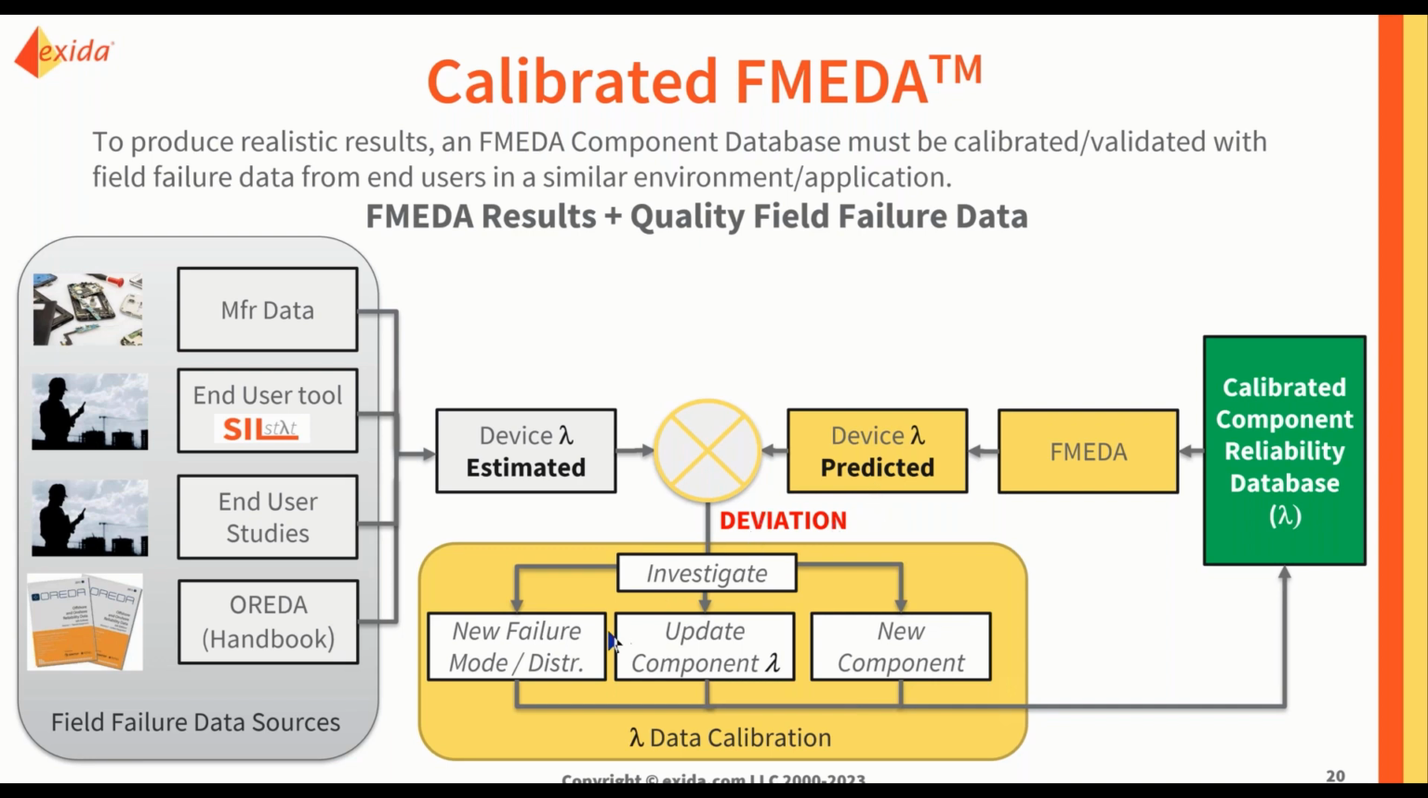If they don't, we investigate why, and sometimes we update our database, and sometimes we find the field failure data is censored or something. Or sometimes we even find some significant design flaws in the product and tell the manufacturer how to do a better job.